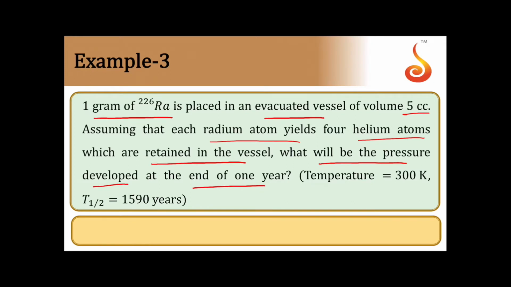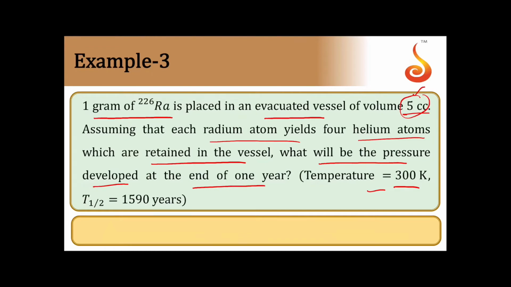So we should know the number of moles of helium produced. If you know the number of moles of helium produced, from temperature and volume given here, we can find out the pressure of the helium. So one should know the number of moles of helium produced by the end of the year, from the number of moles, temperature, as well as the volume. We can find out the pressure that is being developed.